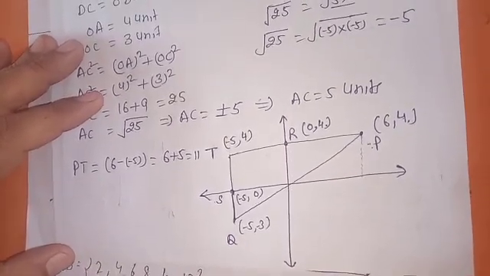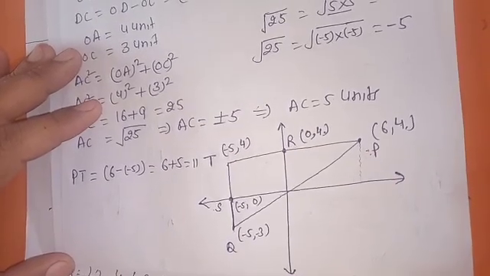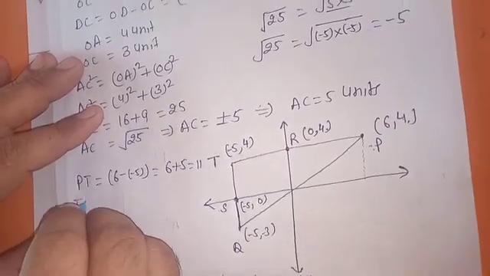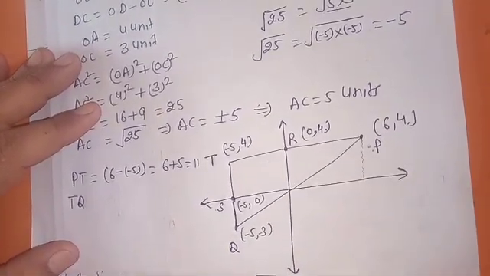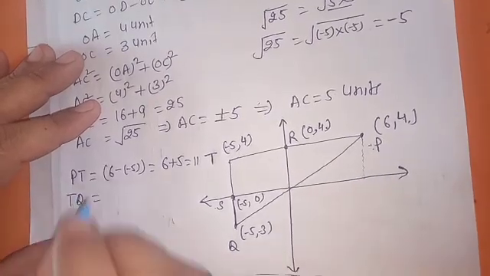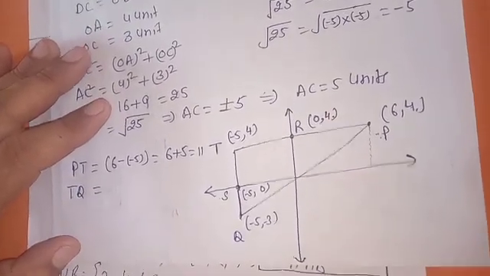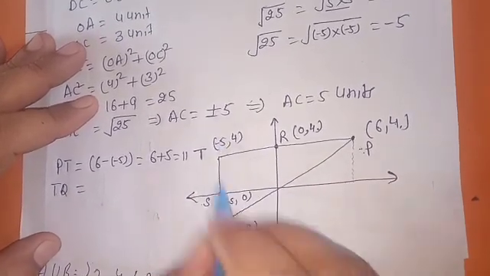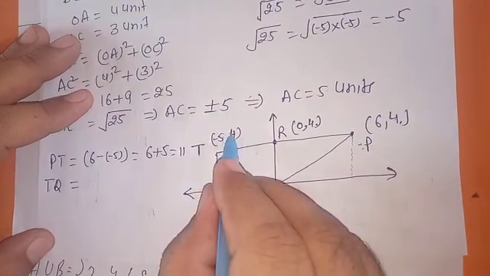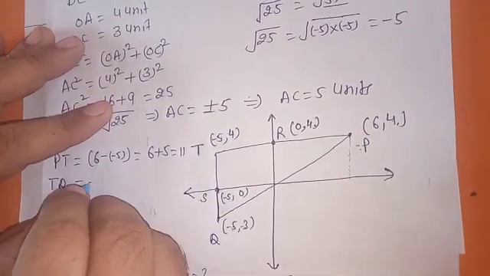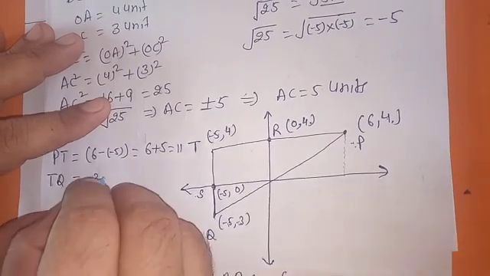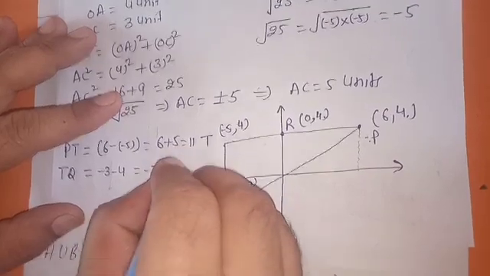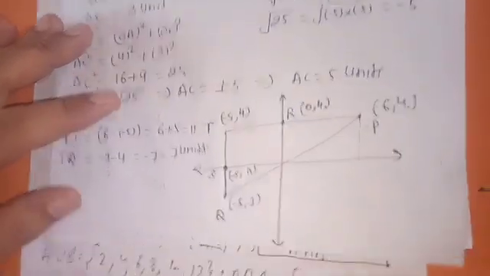Now you need to find out what? You need to find TQ. TQ is what? TQ is again 5 minus 5, this cancels, minus 3 minus 4 is equal to minus 7, and length is always positive. So it is 7 units.